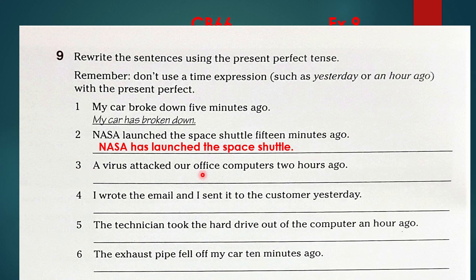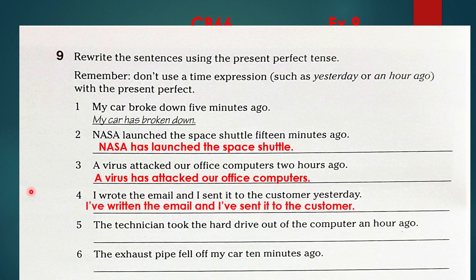3. A virus attacked our office computers 2 hours ago. When did it attack the computers? 2 hours ago. So we want to use it here in indefinite time, in general. In the past, but it's not mentioned. It will not be mentioned. So a virus has attacked our office computers. No time here. 4. I wrote the email and I sent it to the customer yesterday. This is the time. I wrote, I sent yesterday. So the answer, you can say I've written the email and I've sent it to the customer. I've written, wrote becomes here have written. Sent here have sent. This is present perfect.